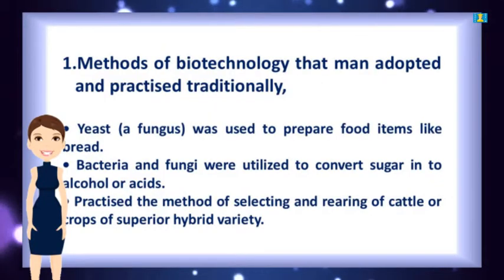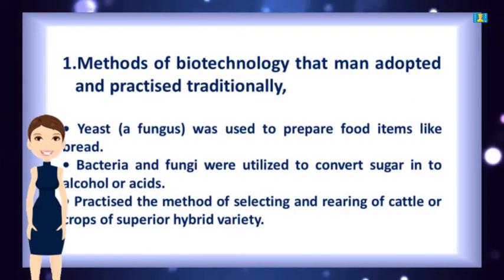Methods of biotechnology that man adopted and practiced traditionally. Answer is, yeast was used to prepare food items like bread. Bacteria and fungi were utilized to convert sugar into alcohol or acids. Practice the method of selecting and rearing of cattle or crops of superior hybrid variety.